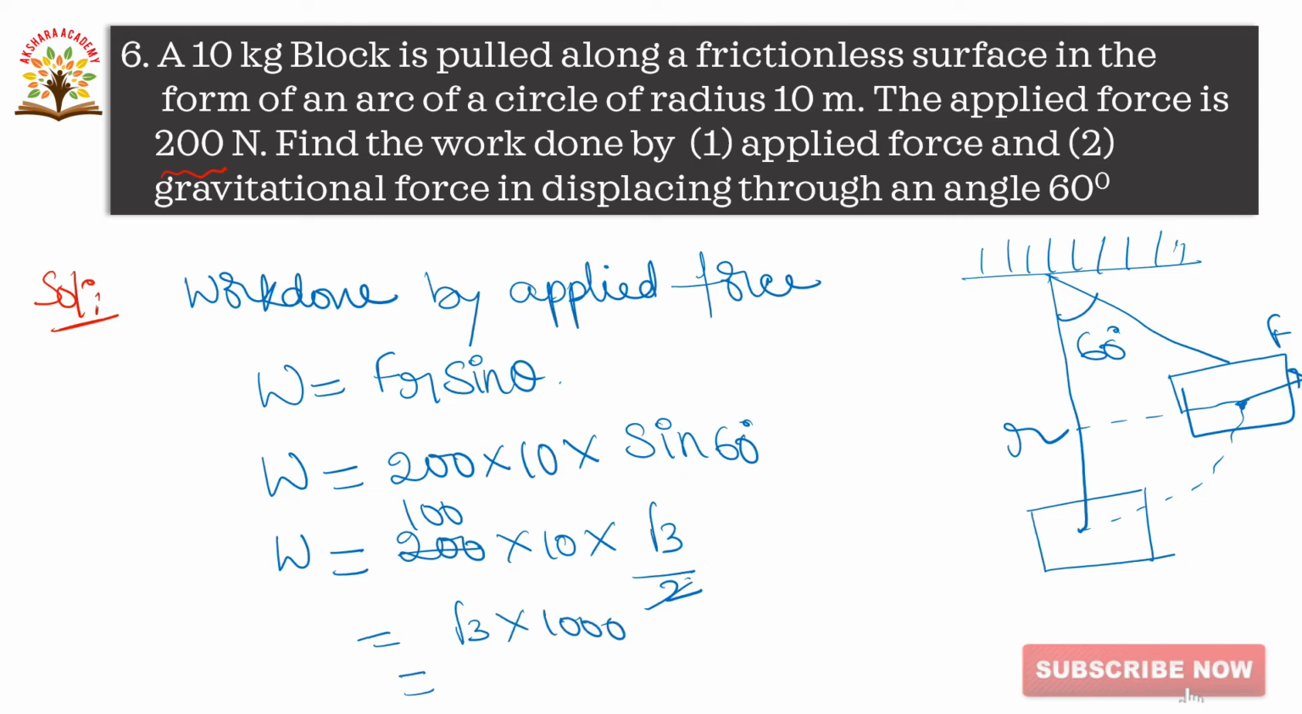So that is equal to root 3 into 100 into 10, that is 1000 root 3. The value of root 3 is 1.732, into 1000. So this can be written as 1732 joules. This is the work done by the applied force. Next we have to calculate the work done by the gravitational force.